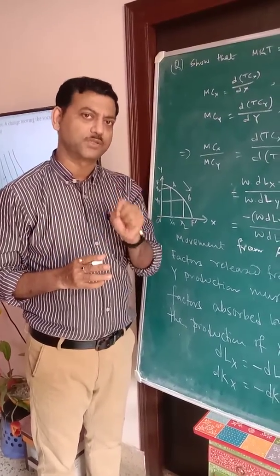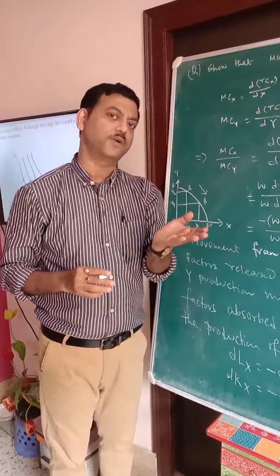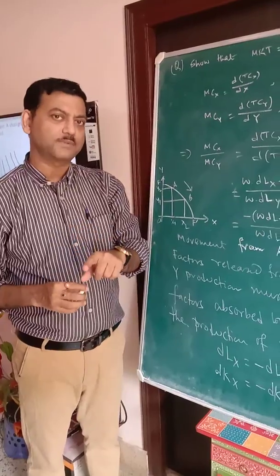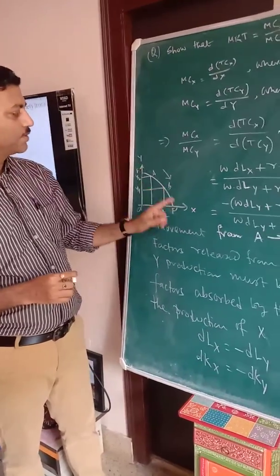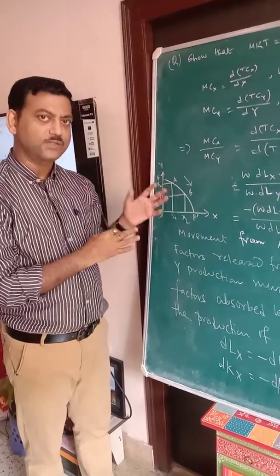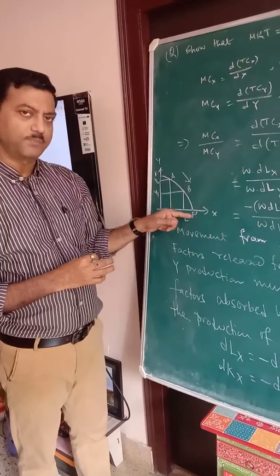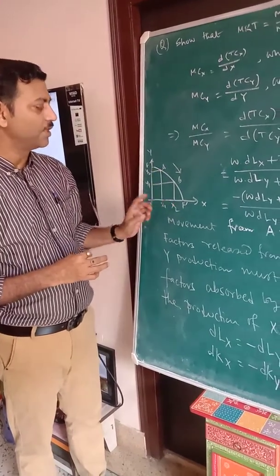MRT is actually the absolute slope of the production possibility frontier. Now the production possibility frontier, you know, is the locus of the different combinations of two goods that can be produced with your limited resources and given technology. And generally the PPC or PPF is concave to the origin.